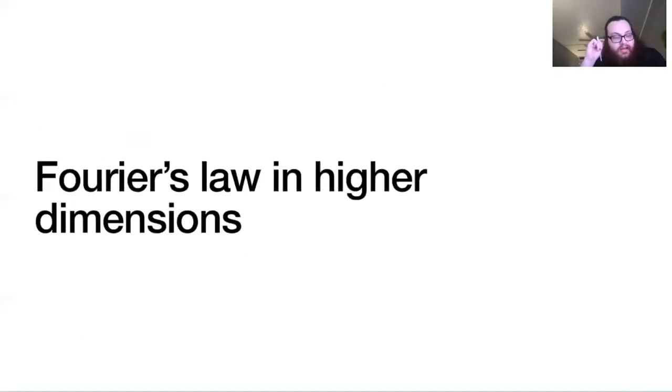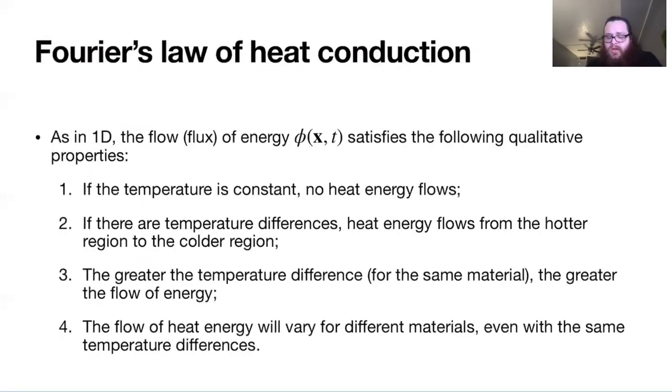Okay. And so just as in the one-dimensional case, in higher dimensions we have Fourier's law, which tells us how the flux of energy relates to the temperature, particularly the gradient of the temperature. And so the observations are all the same. If the temperature is constant, no energy flows. Or you might say the gradient of the temperature is 0. If there are temperature differences, heat is going to flow from the hotter region to the colder region.